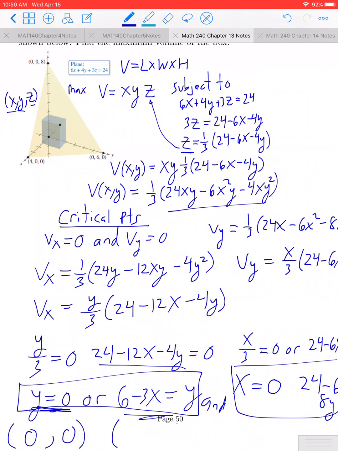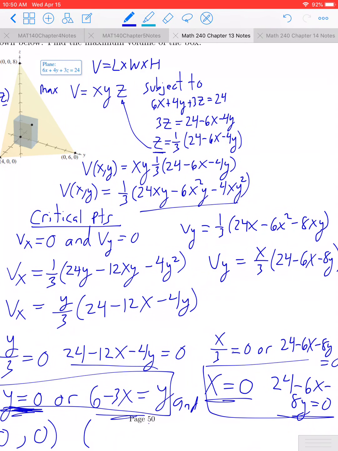That comes from this piece and this piece. However, we could have y equals 0 and this part for the other function, which would give us 0. If I plug 0 in for y here, that would give us 24 minus 6x equals 0, which would give us an x value of 4. So we also get a critical point (4, 0).